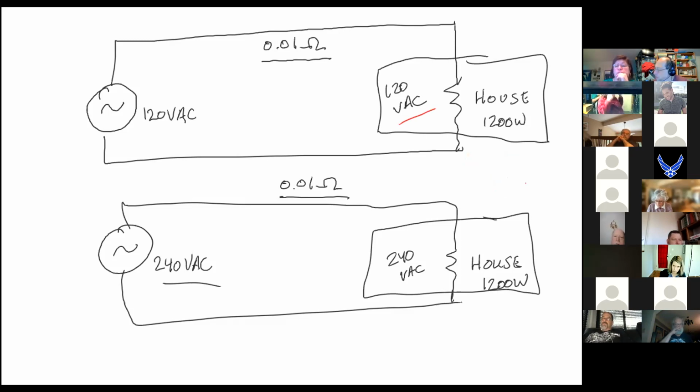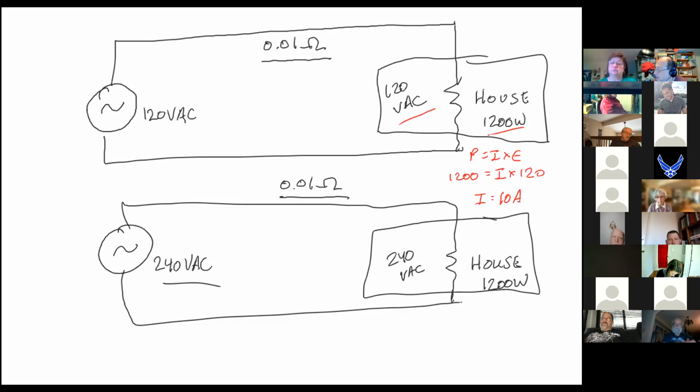What's the other one that we can use? The other part of Ohm's law. Yep, which is P equals I times E. Okay, and we do know the power, don't we? 1200 is equal to I times 120, and what does I equal then? 10. And I is 10 amps.